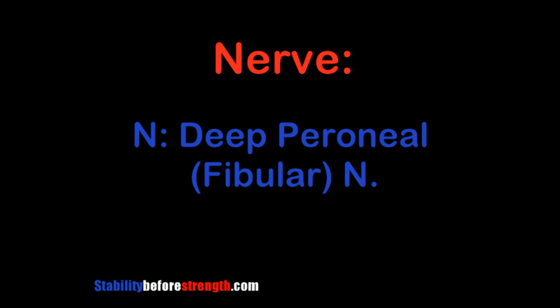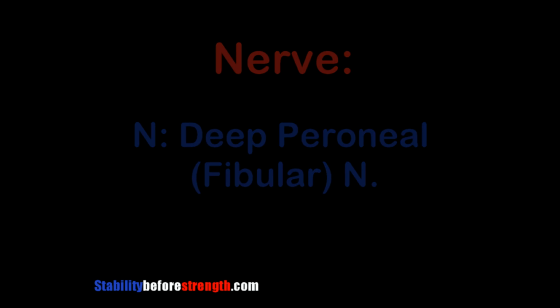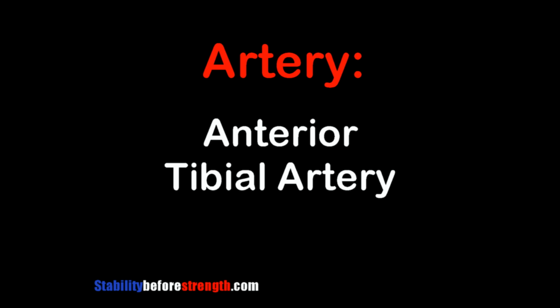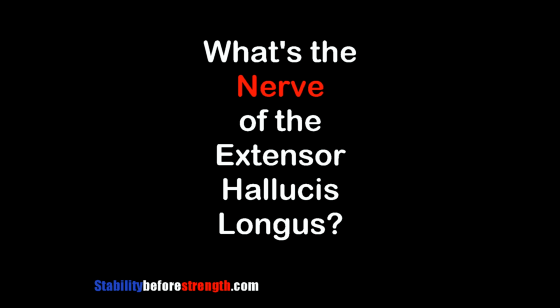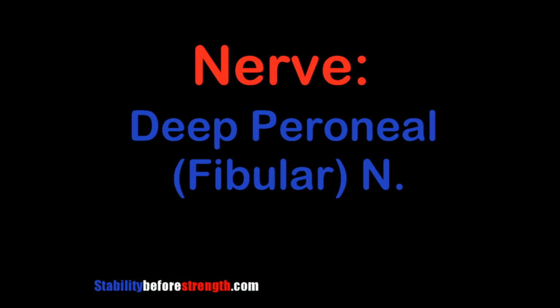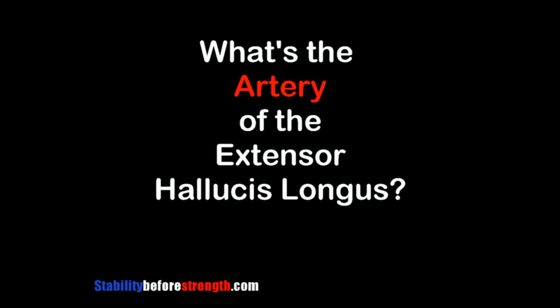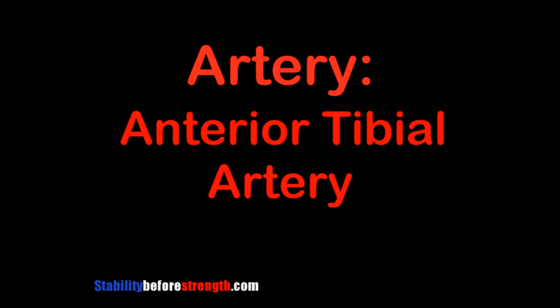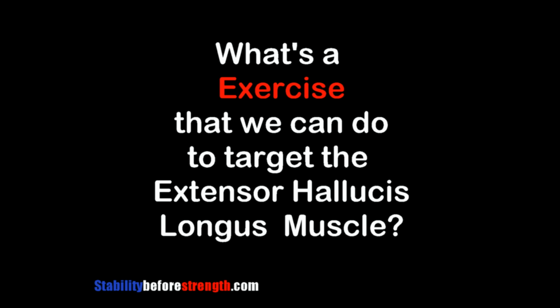Now, the nerve that innervates the muscle is the deep peroneal or fibular nerve, and the artery of the extensor hallucis longus is the anterior tibial artery. Now, can you name the nerve that innervates the extensor hallucis longus? The deep fibular or peroneal nerve. Now, what is the artery that brings blood to the extensor hallucis longus? The anterior tibial artery.